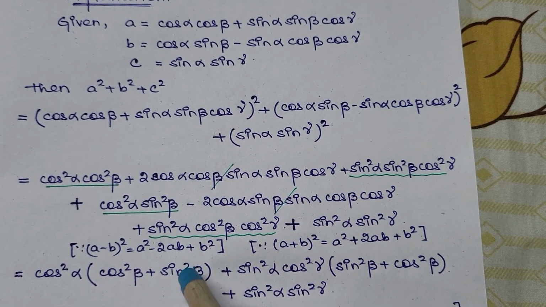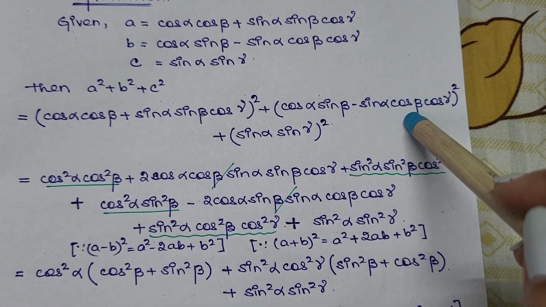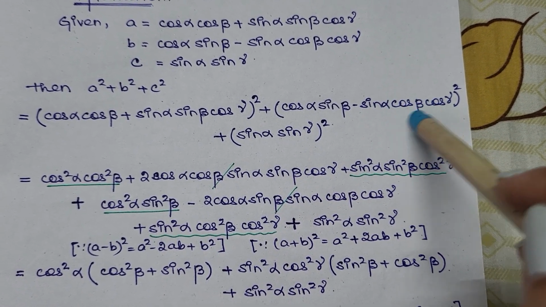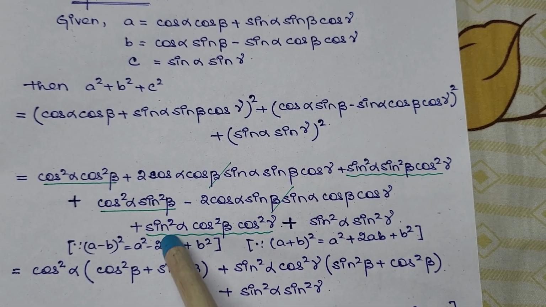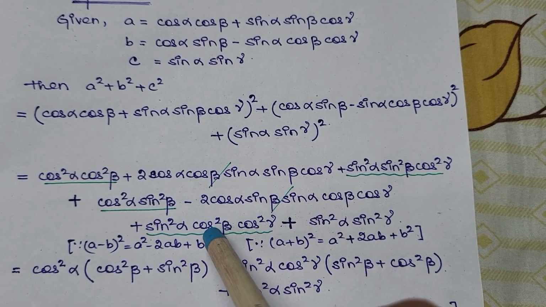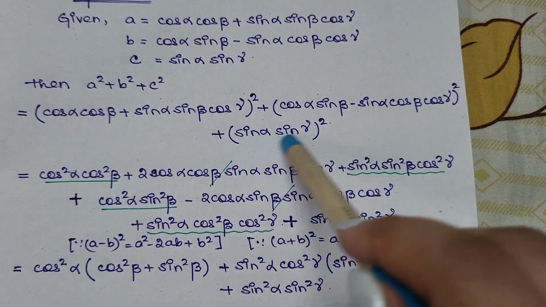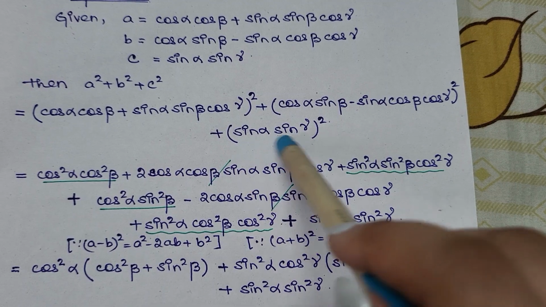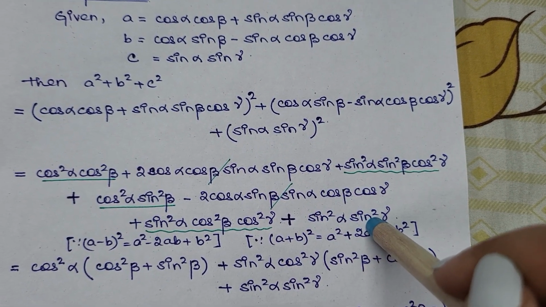Now plus B square. So B here is sin alpha cos beta cos gamma. So this square, sin alpha cos beta cos gamma whole square gives sin square alpha into cos square beta into cos square gamma. And then we are left with C square. So sin alpha sin gamma whole square becomes sin square alpha into sin square gamma.